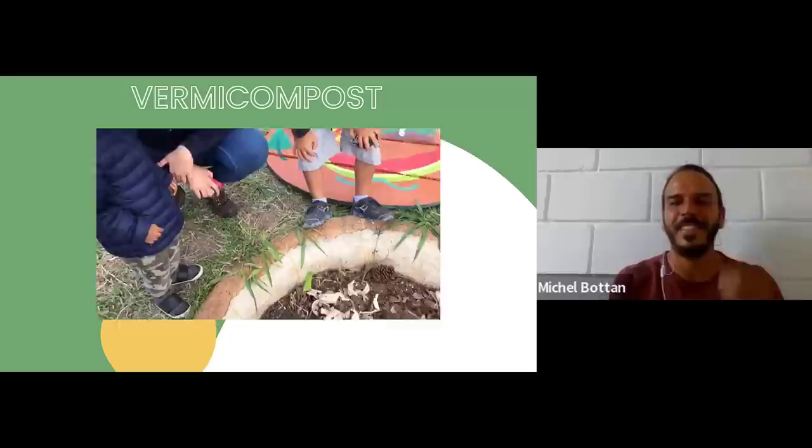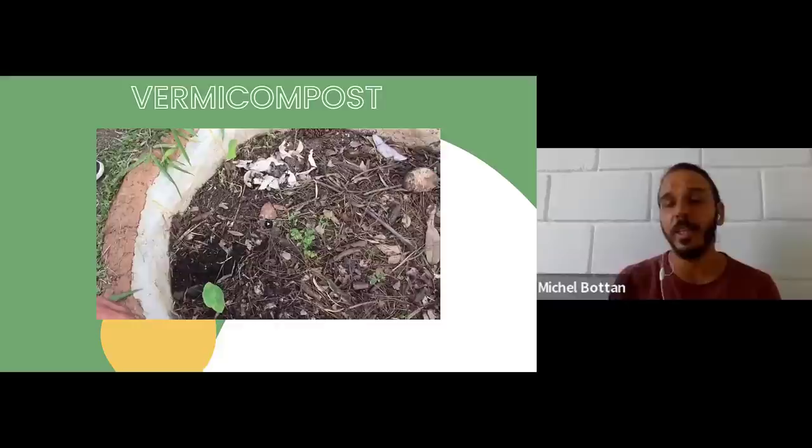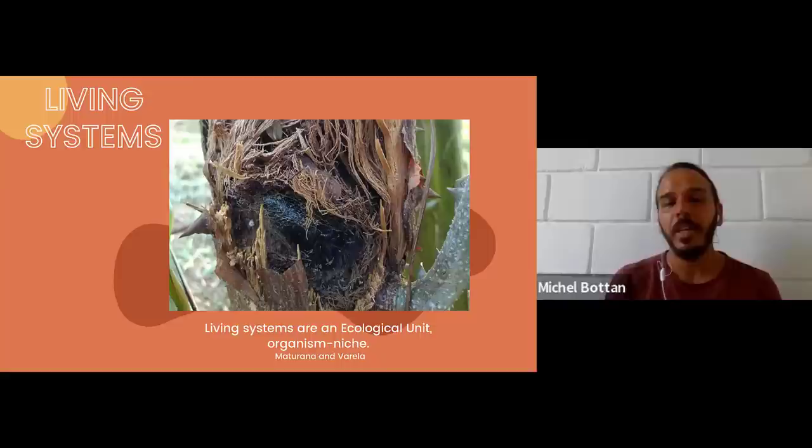So this system is for ecopedagogical education. We designed the covers, and the covers tell the story of a fertile soil: from turning compost into soil again, and creating healthy plants, and healthy plants create healthy humans. So next, please. We are talking about living systems, and living systems are ecological units, and we need to create those units of organism niches. So next, please.